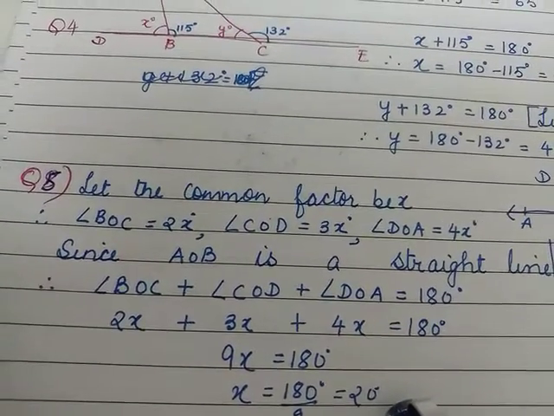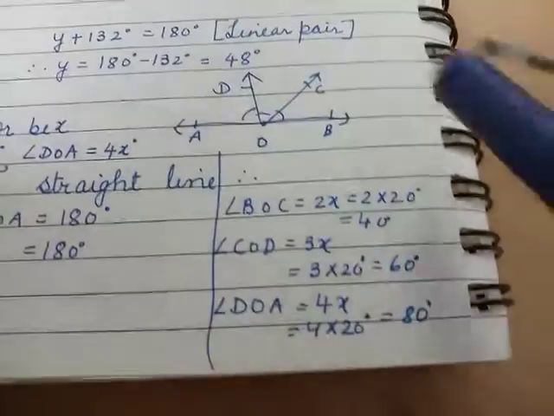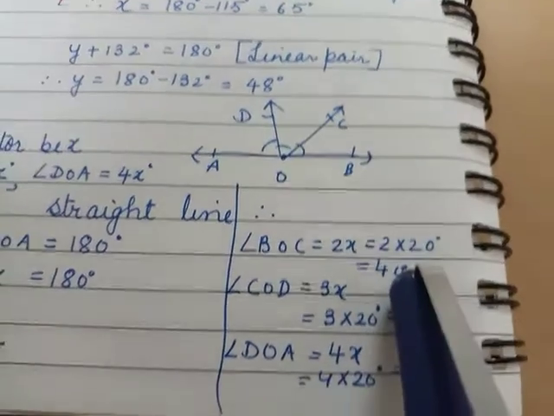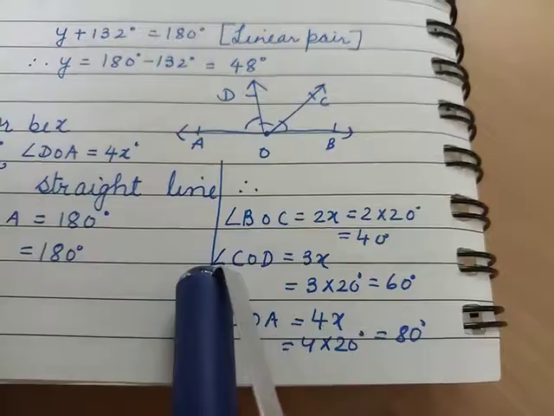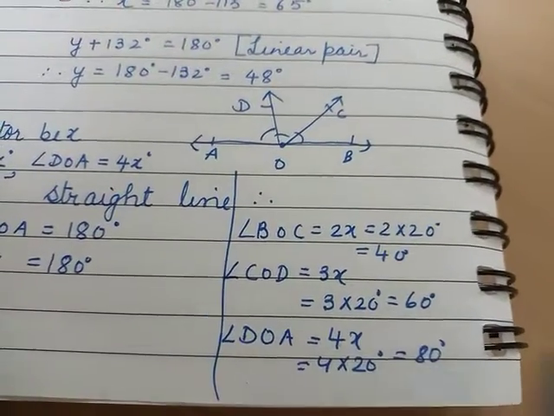But we are looking for the value of all three angles. So angle BOC is equal to 2x. We substitute the value of x and we get the value as 40 degrees. Angle COD is 60 and angle DOA is equal to 80 degrees.